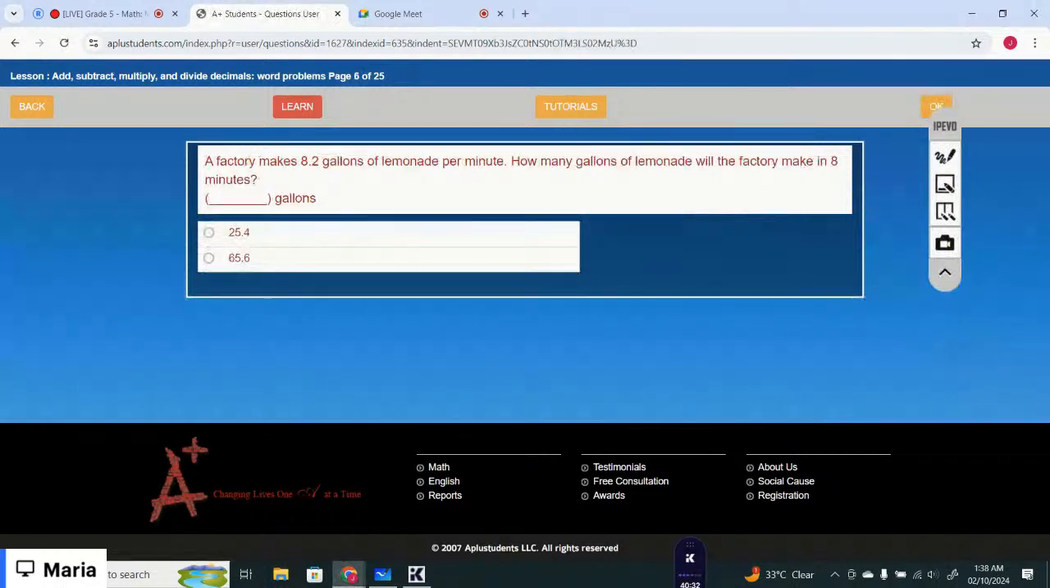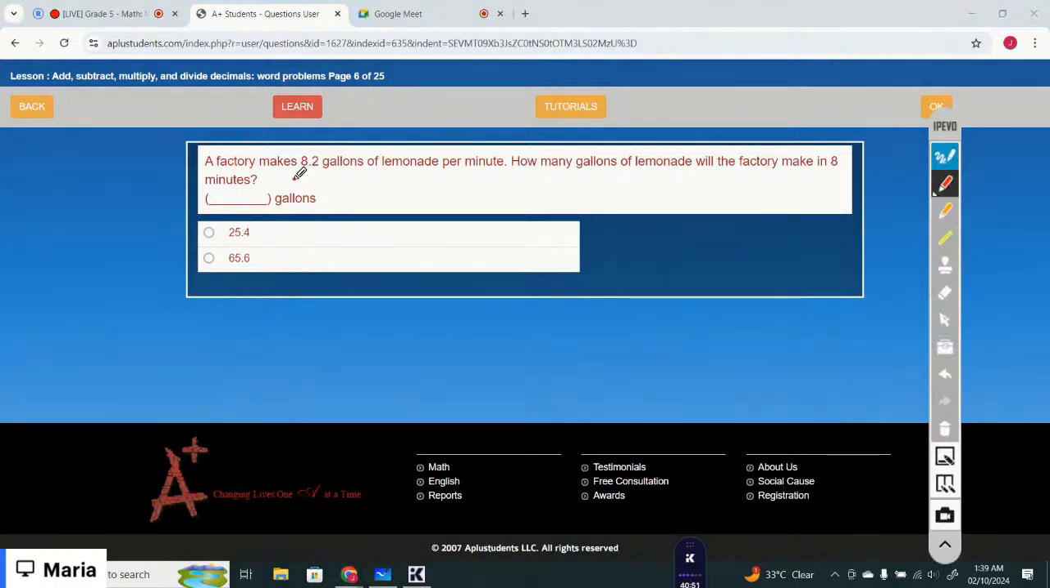A factory makes 8.2 gallons of lemonade per minute. How many gallons of lemonade will the factory make in 8 minutes? You have to do 8 times 8.2, right? Let's multiply without the decimal. Let's suppose that is 82. 82 times 8, right? Now you will get it. 8 times 2 is 16, write 6, carry 1. 8 times 8 is 64, and 1 more is 65.